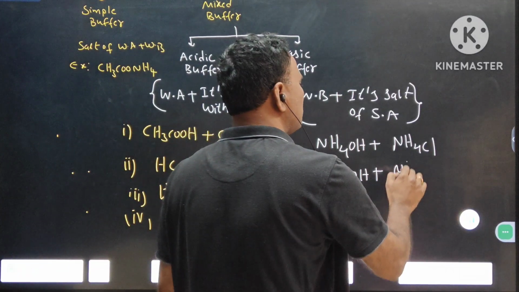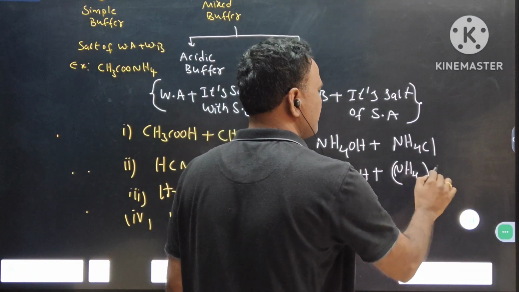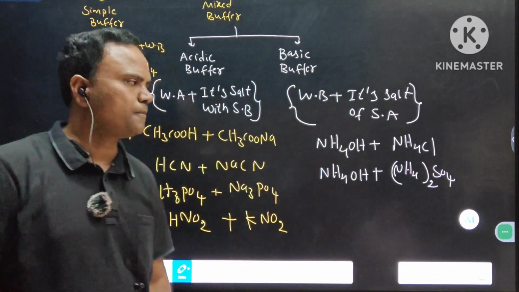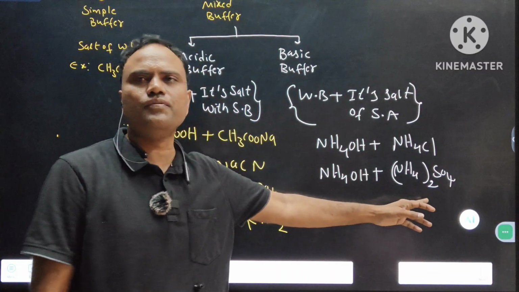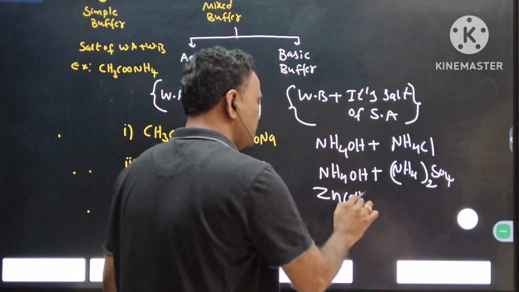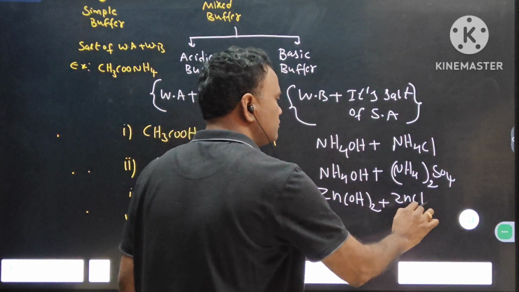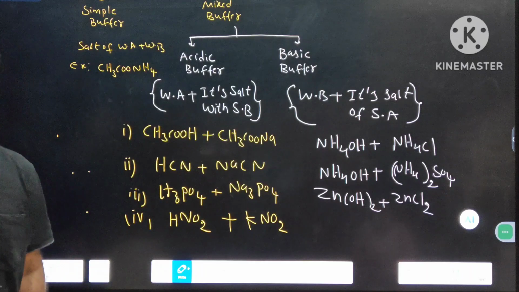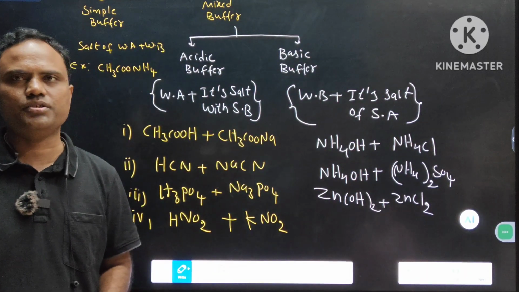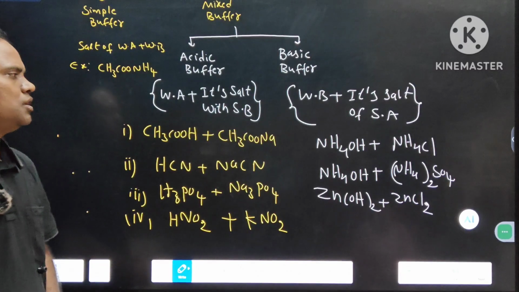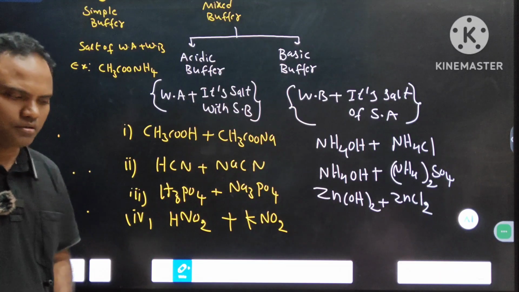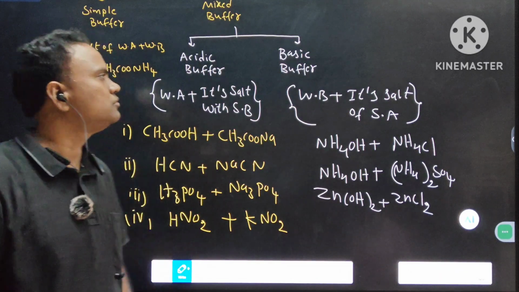Can I take like this ammonium sulfate? Can I take ammonium sulfate? Yes. Sulfuric acid, strong acid. It is salt of weak base and strong acid, like that. Zinc hydroxide, zinc is weak base, and ZnCl2. All these combinations come under basic buffer. Let us do one numerical, very important model, right? Based on the limiting reagent, I'll give you.